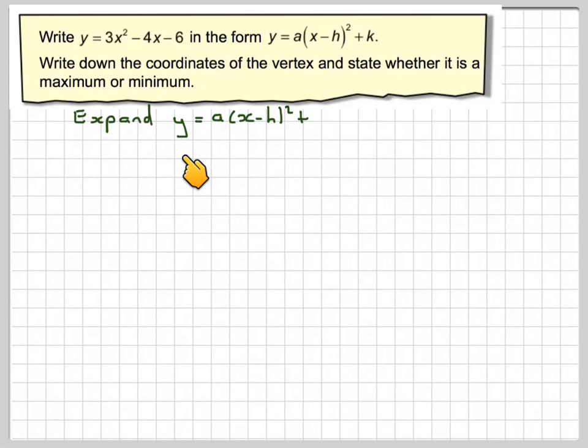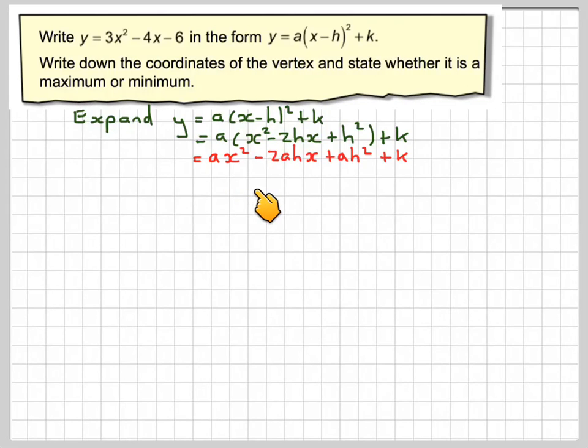So if we first of all expand y is equal to a brackets x minus h squared plus k, we get a, expanding this, x squared minus 2hx plus h squared plus the k on the end, and now taking the a in we're going to get ax squared minus 2ahx plus ah squared plus k. If we write down the original function 3x squared minus 4x minus 6, we can see that a has to be equal to 3 by comparing the coefficients.